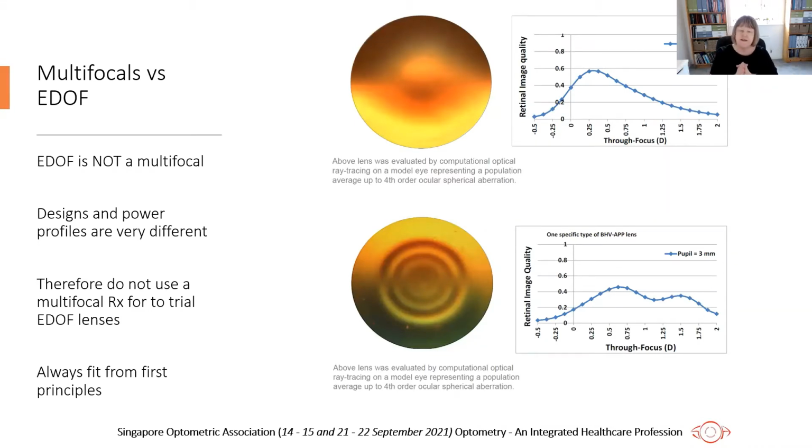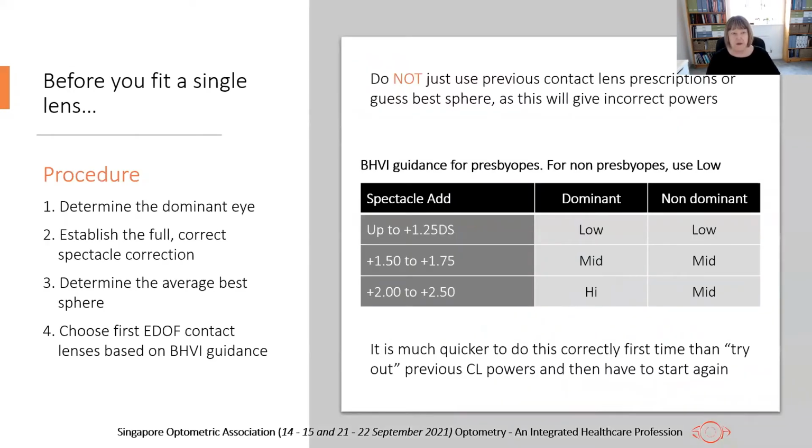And the reason I'm saying this is it's very tempting if you have a patient wearing multifocals just to go into your trial banks and pick up exactly the same powers in a different lens design. This never works, whatever you're fitting. You should always look at the guidelines supplied with the type of lens you're fitting. So what are those guidelines? First of all, before you even put a lens on eye or pick lenses out of the trial box, determine the dominant eye, establish the full correct spectacle refraction, not the one that you're modifying for your patient, just a full sight test correction.